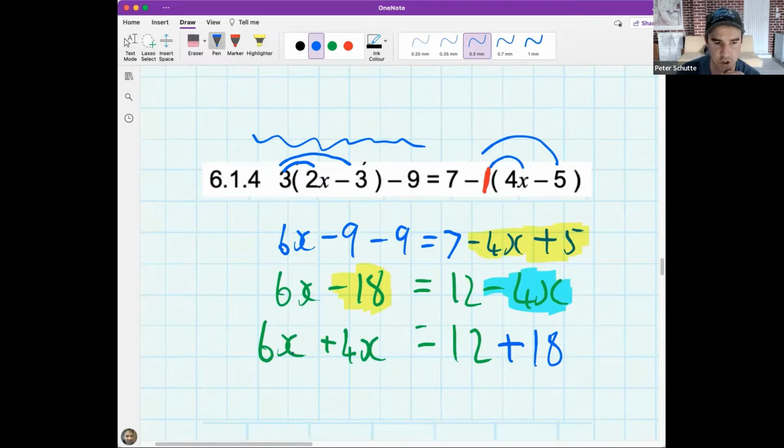Let's collect like terms. What's 6x plus 4x? 10x. Fantastic. Well done, man. 12 plus 18.